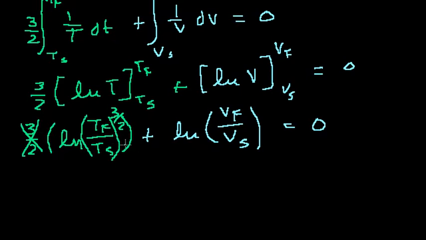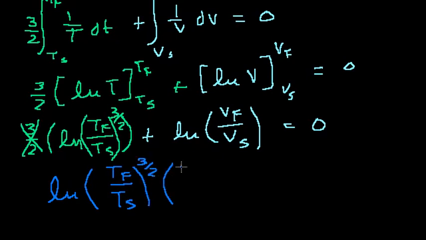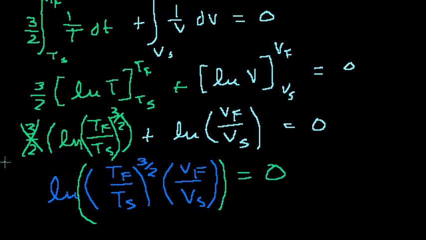Now we can keep doing our logarithm properties. You take the log of something plus the log of something, that's equal to the log of their product. So this is equal to, I'll switch colors, the natural log of tf over ts to the 3/2 power times vf over vs. And this is a fatiguing proof. All right. And all of that is going to be equal to 0.